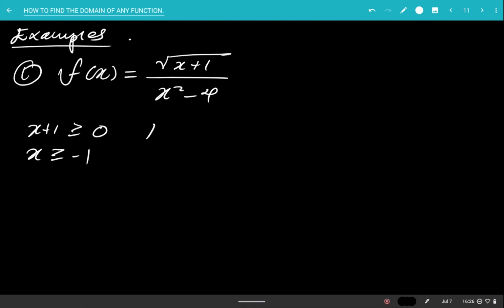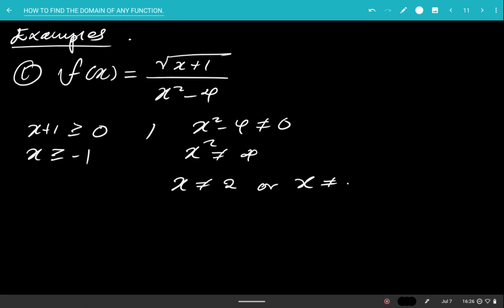Then I have to make sure that the bottom, x squared minus 4, is not equal to 0. So this means that x squared should not equal 4. Therefore, x should not equal 2 if we solve the equation, or x should not equal minus 2.